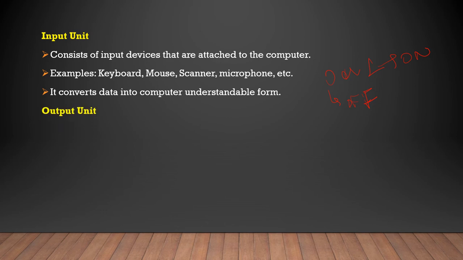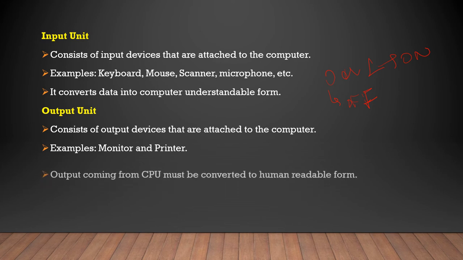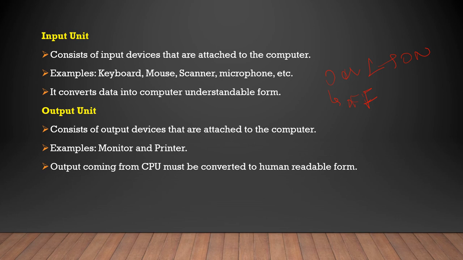Next is the output unit. The output unit consists of the output devices attached to the computer. These devices are needed to get output from the computer. The most commonly used output devices are monitor and printer. The output coming from the CPU is in the binary form, that is, either 0 or 1. So it must be converted to human readable form before supplying the result to the outside world. This function of conversion is performed by the output unit.